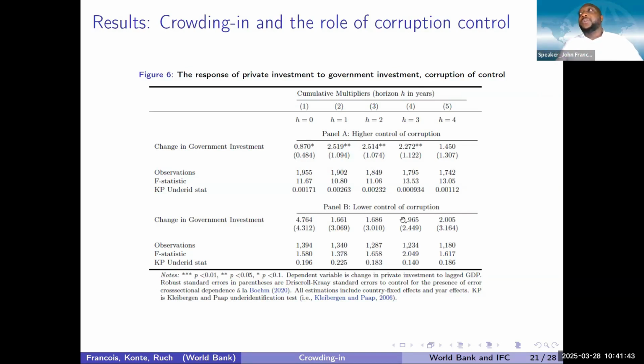Whereas for countries with lower corruption control, we do not find any statistically significant estimate of the crowding effect or the complementarity. There are both technical and intuitive reasons for this result, but we stick with the intuitive part, because we can clearly tell that in countries that have higher corruption control, you are likely to have more efficiency in public investment and hence a higher effect of public investment on private investment.